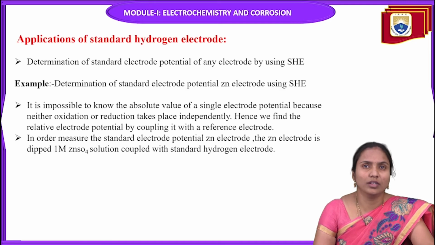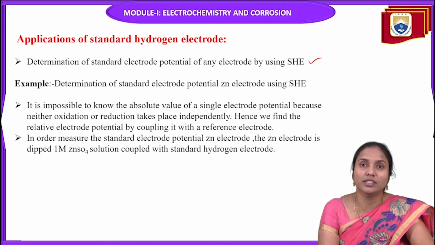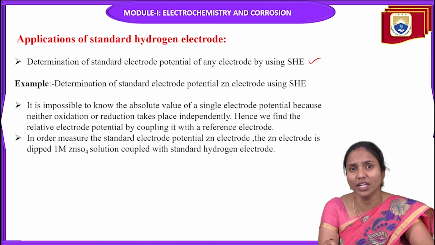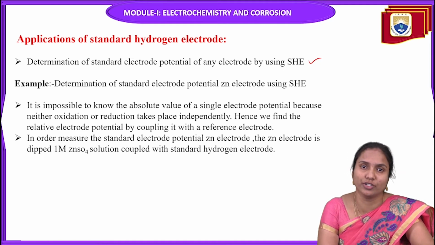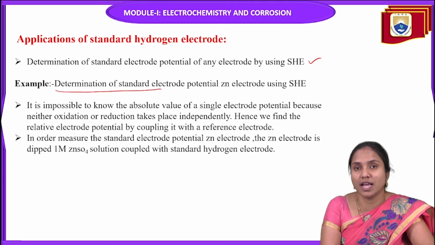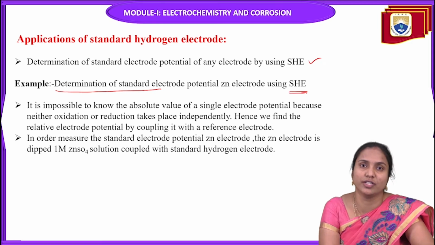Now let's discuss the applications of the standard hydrogen electrode. It is mainly used for determination of the standard electrode potential of any electrode by coupling with the SHE, the standard hydrogen electrode. For example, here we take the determination of the standard electrode potential of a zinc electrode by using SHE.